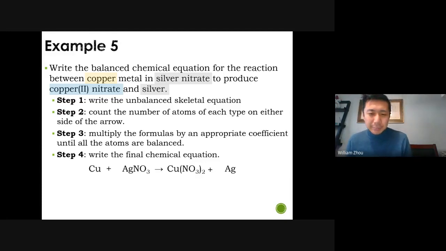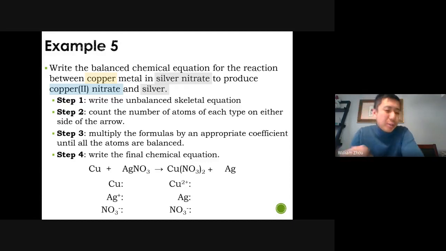We need to then count how many coppers do I have on the left, how many silvers do I have on the left, and how many nitrates do I have on the left. Notice that I didn't separate the N and the O from the nitrate because it's not necessary. Treat polyatomic ions like nitrate as one single entity. So it's easier to keep track of them unless they break up in the product, which they don't. The products still have nitrates, so just treat it as one big unit.